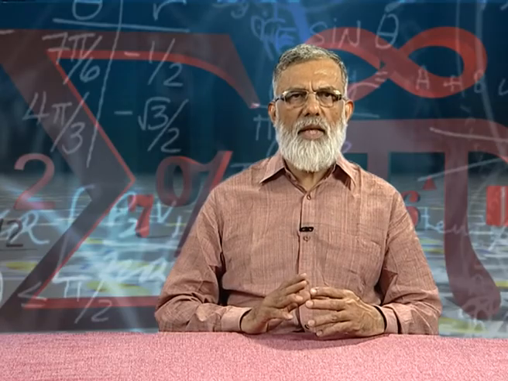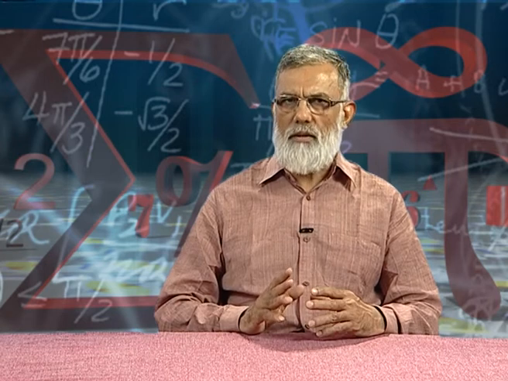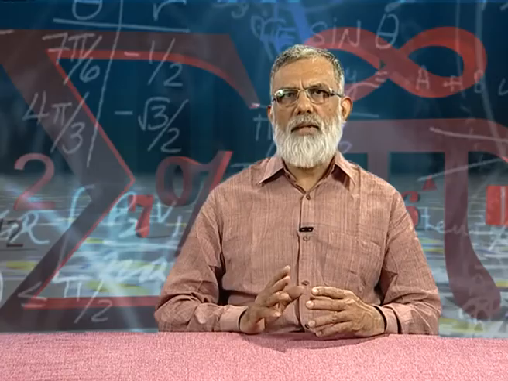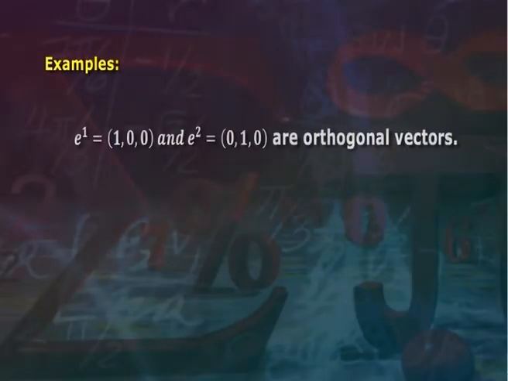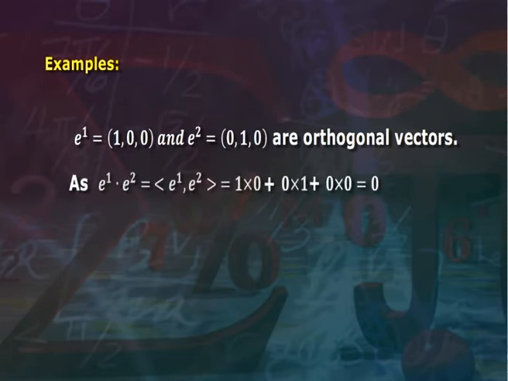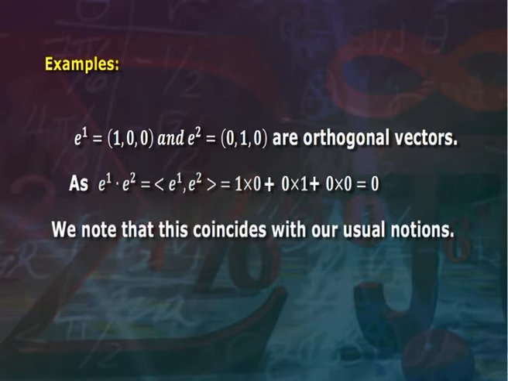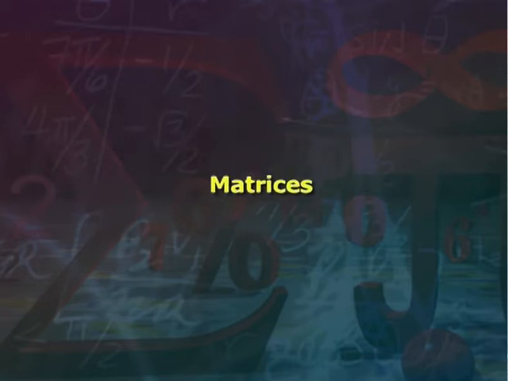Two vectors x, y in R^n are said to be orthogonal if x dot y is equal to 0. Example: e1 equal to (1, 0, 0) and e2 equal to (0, 1, 0) are orthogonal vectors, as e1 dot e2, which is the inner product of e1 and e2, is equal to 1 into 0 plus 0 into 1 plus 0 into 0, which is equal to 0. We note that this coincides with our usual notions.